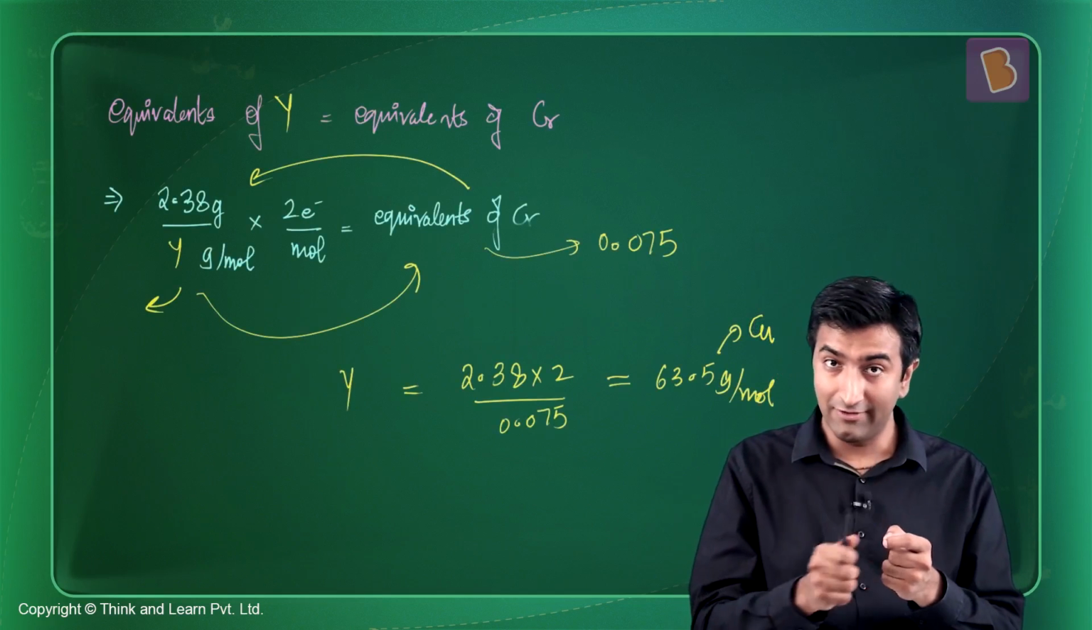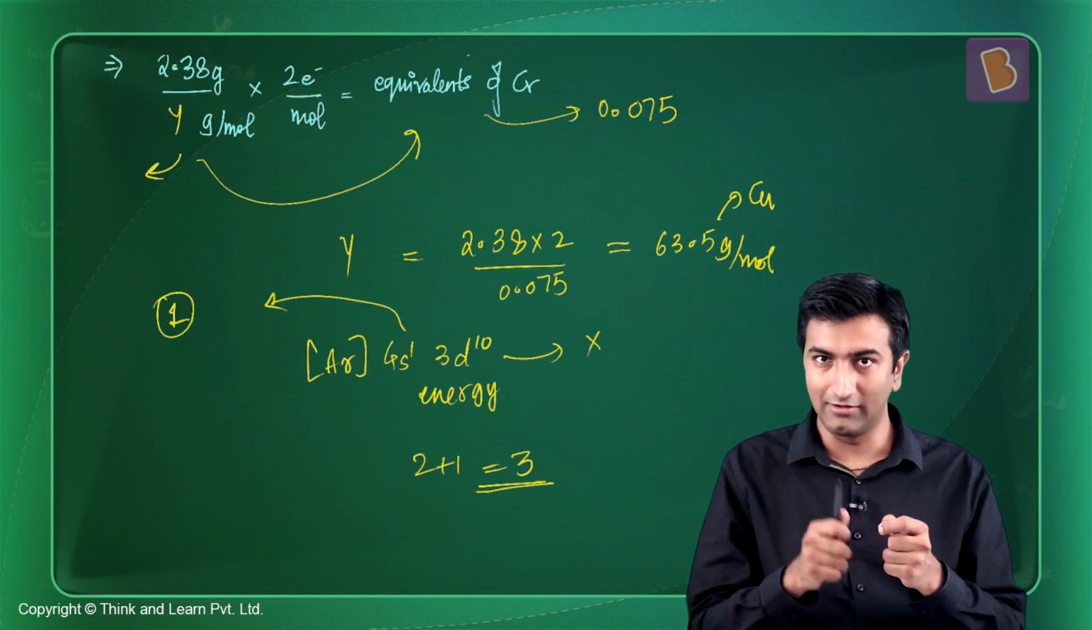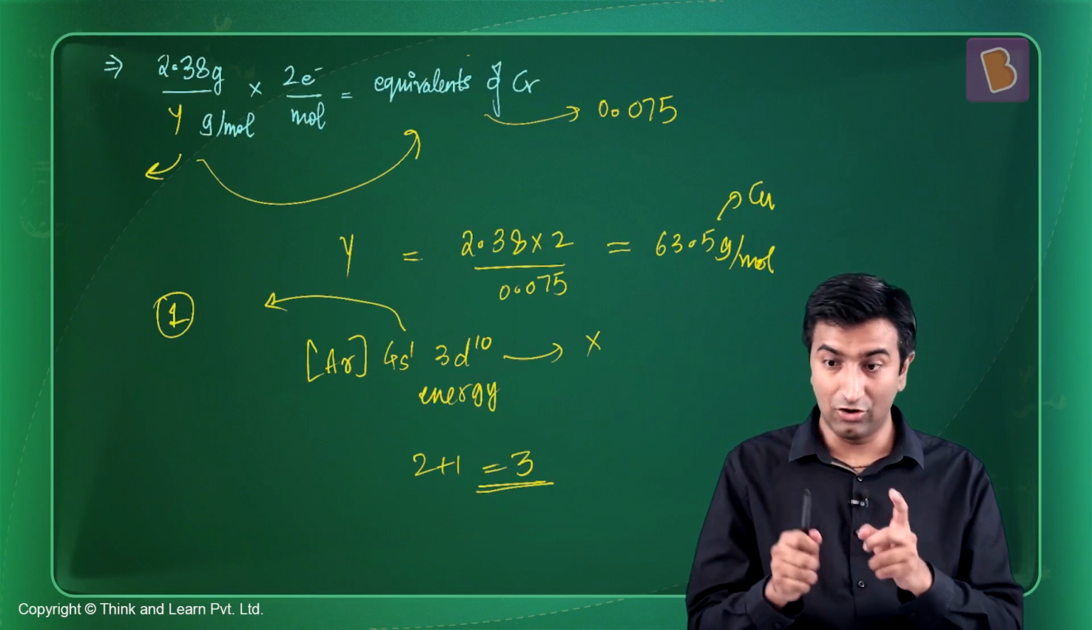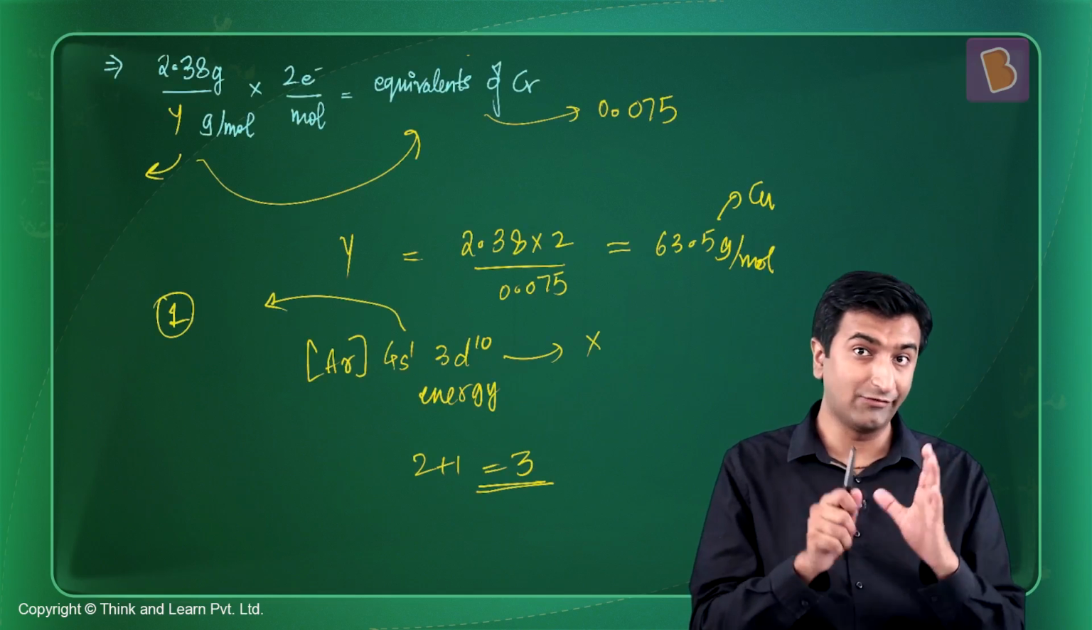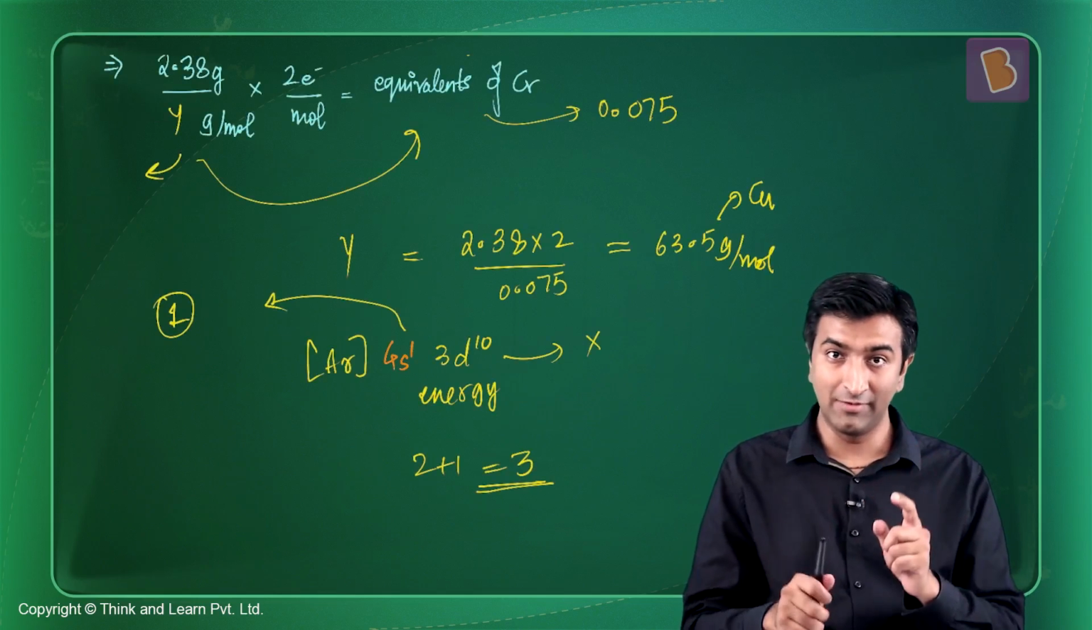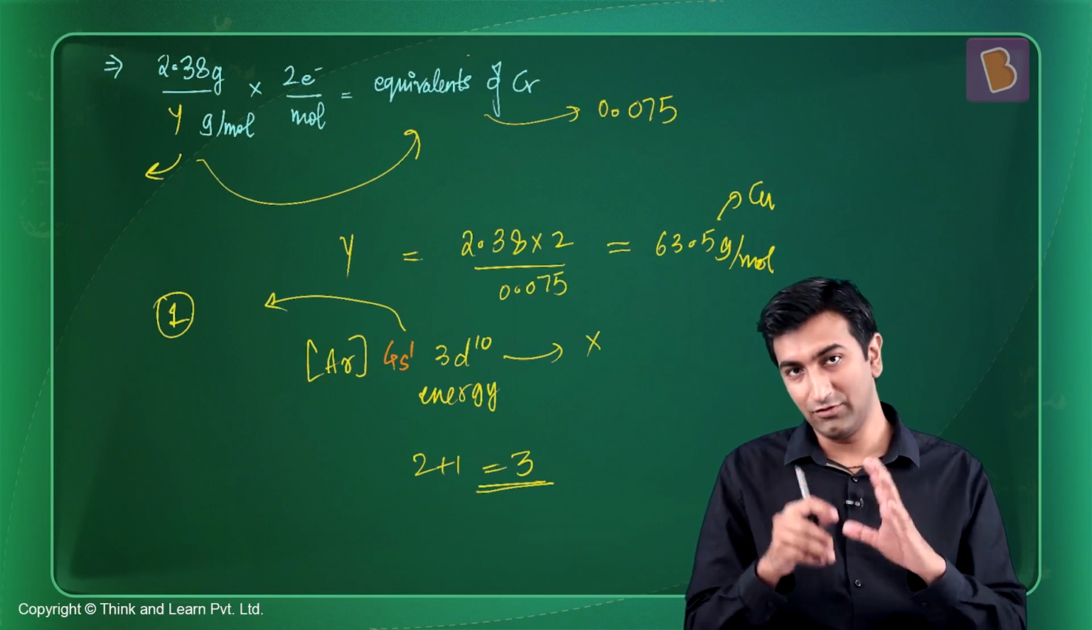From there, be careful about the last part. You get the atom to be copper. So it's argon, 4s1, 3d10. The valence shell is 4s, 1 electron, right? So 1 from here and 2 from there, the X value, and the total answer was 3.